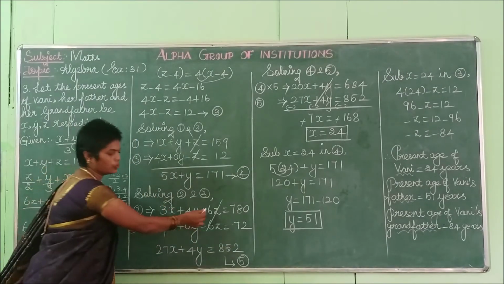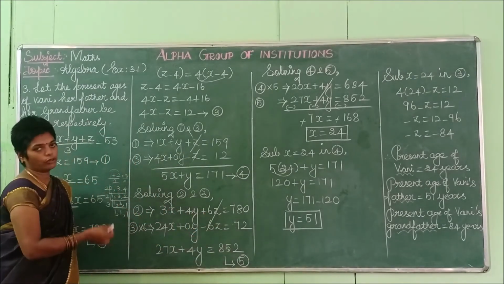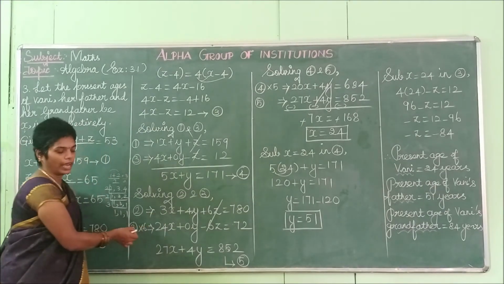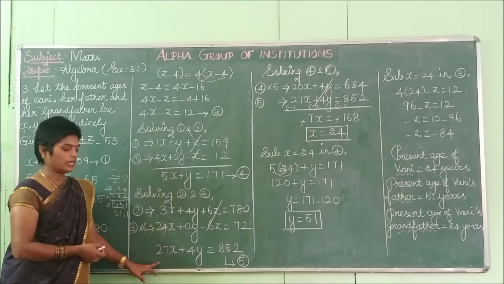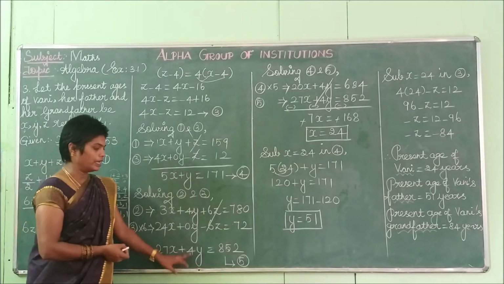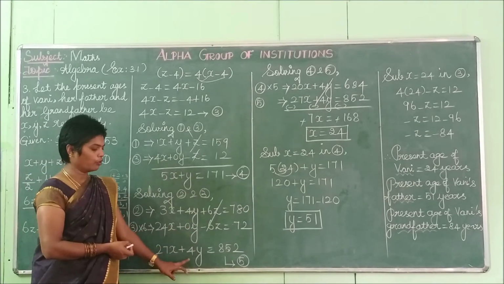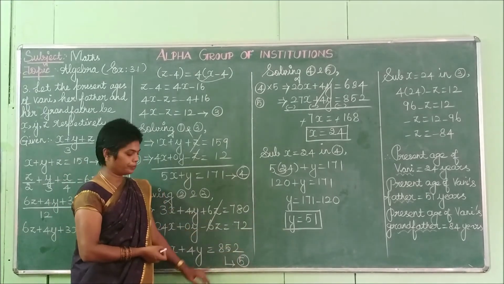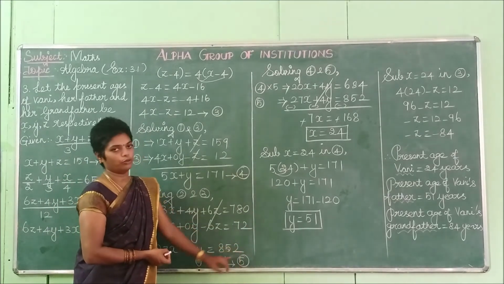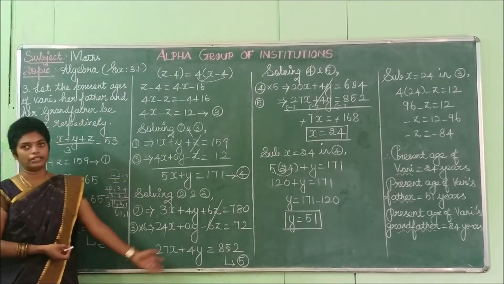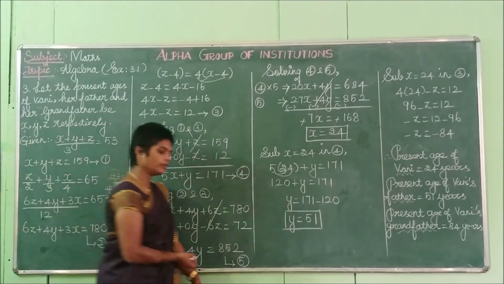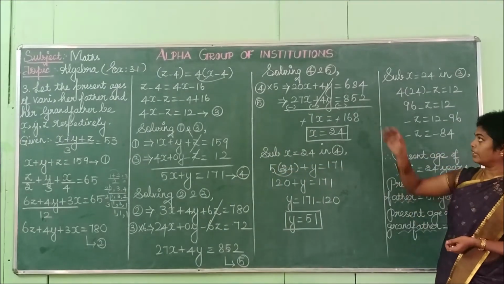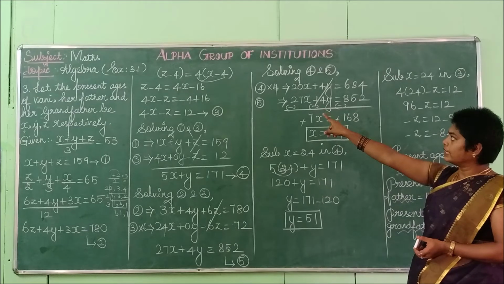Now check, these two are in opposite signs, so you can cancel easily. Then these are positive signs, you can add. So 24 plus 3 is 27x plus 4 plus 0 is 4y, which is equal to 780 plus 72. So what you get? 852. Again you get another equation. You take that equation as 5. Then listen. Now you can solve 4 and 5. Solving 4 and 5, you can multiply that with 4.